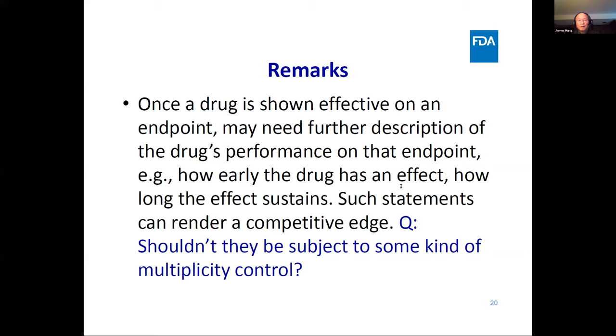The question is, shouldn't they be subject to some kind of multiplicity control? If the answer is yes, it will become more complicated, because you have to consider that's just within the trial, maybe across pivotal trials or supportive trials. Okay, thank you. This is all I have.